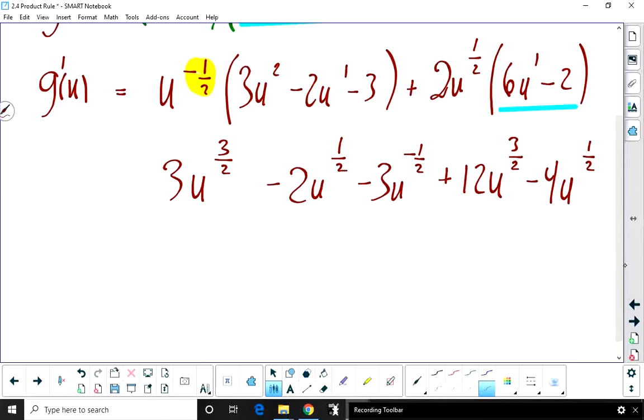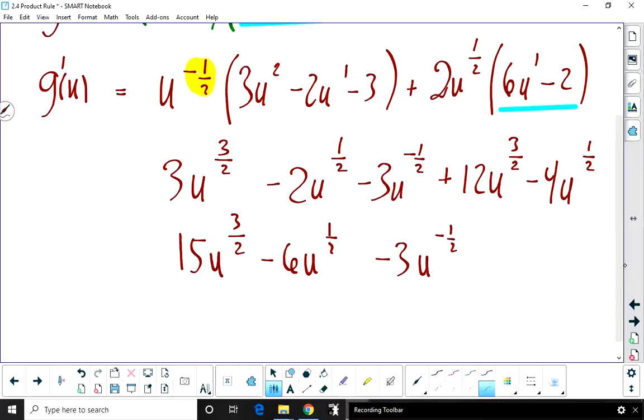I have some terms which are similar. I have 3u to the 3 halves and 12u to the 3 halves, which is 15u to the 3 halves. I have a couple of u to the halves. Well, I have 6 of them. Negative 2 and negative 4 is negative 6u to the half. And I have a lowly negative 3u to the negative half.